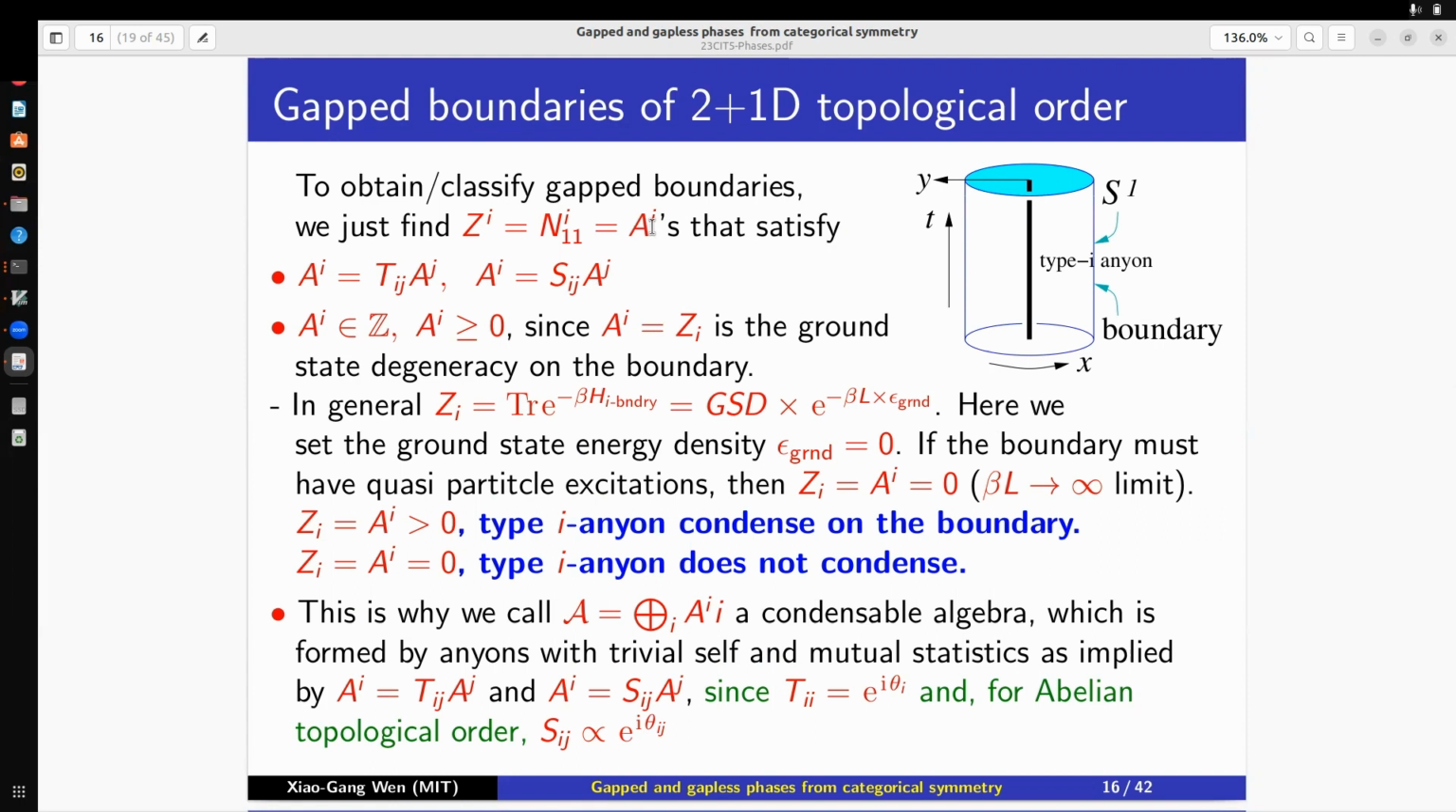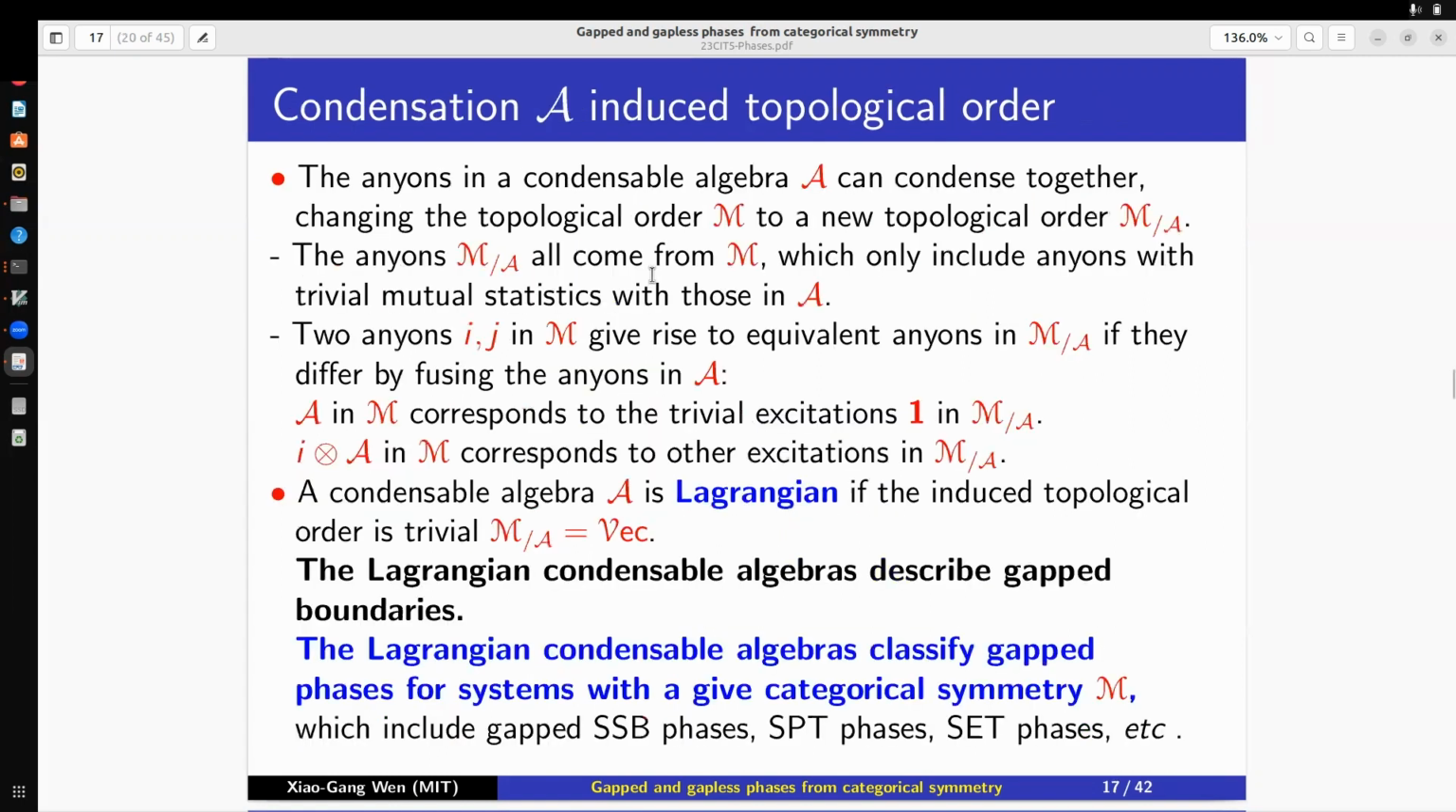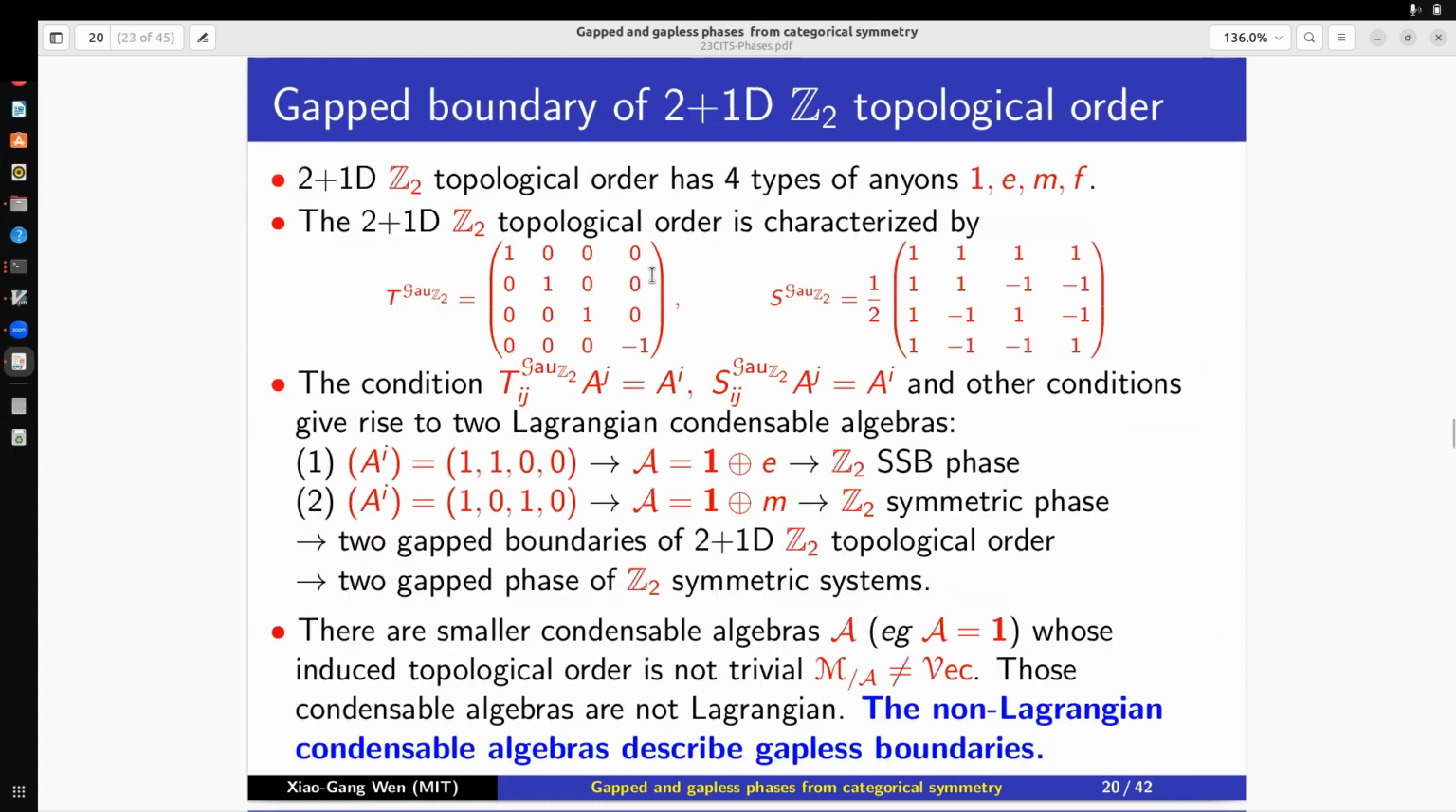Well, I just mentioned that the AI should satisfy this condition. It's modular covariant. And also remember, A1 should be equal to 1. That means in the trivial sector, the ground state is non-degenerate. In other sectors, it depends on what you have; you may get other solutions. Let me just jump ahead a little bit.